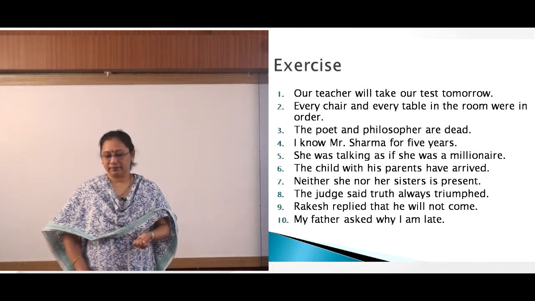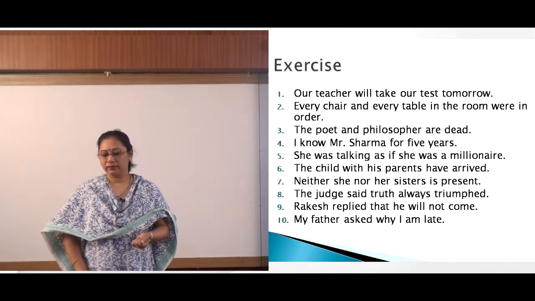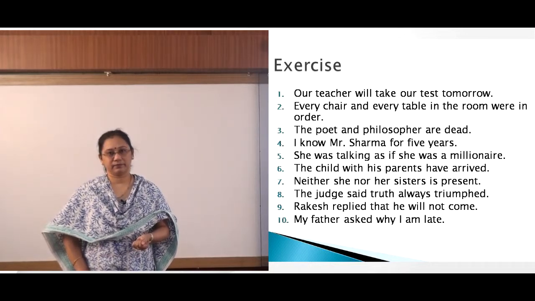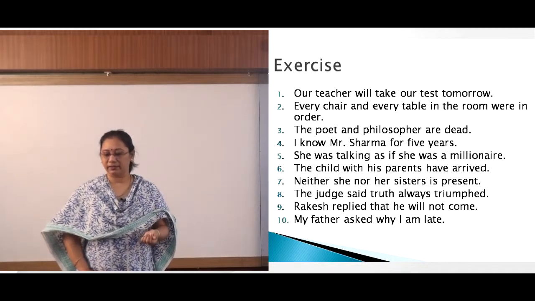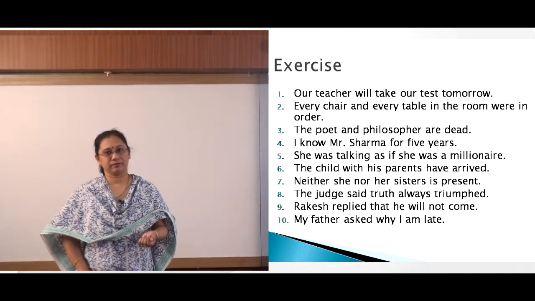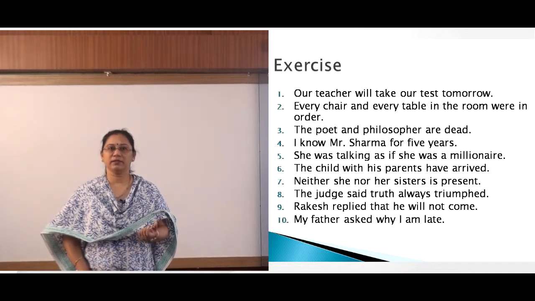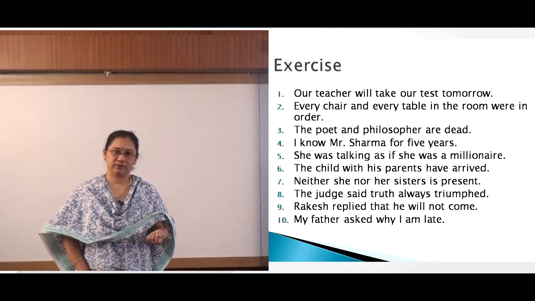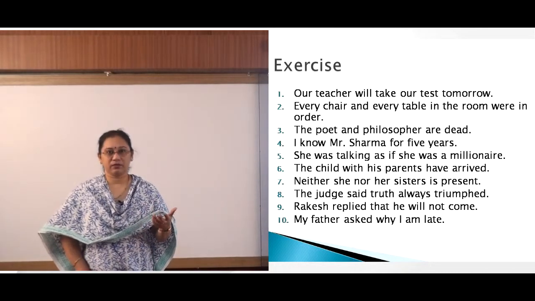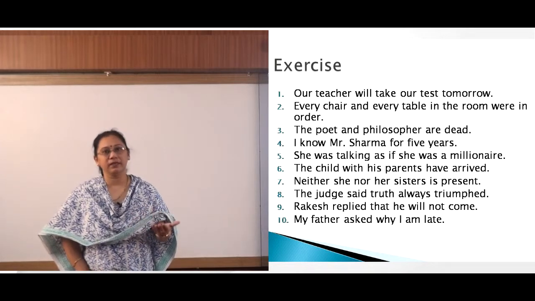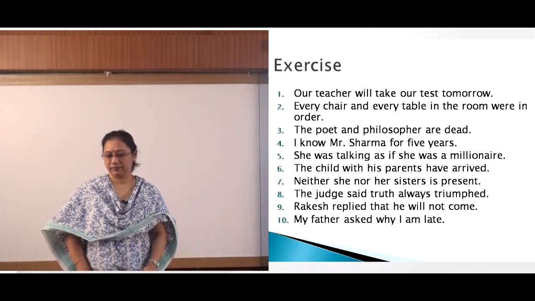The fifth sentence, she was talking as if she was a millionaire. A millionaire is somebody who has a lot of money. The problem is with was. She was talking as if she were a millionaire. As if she were something. So in that case, as if she were a millionaire. That is how she is talking about it.